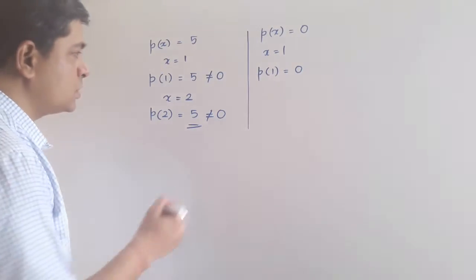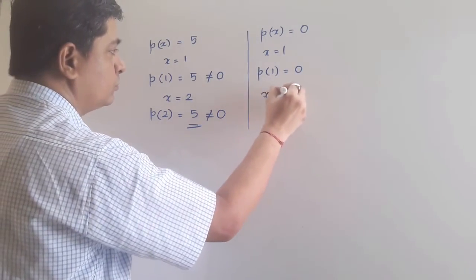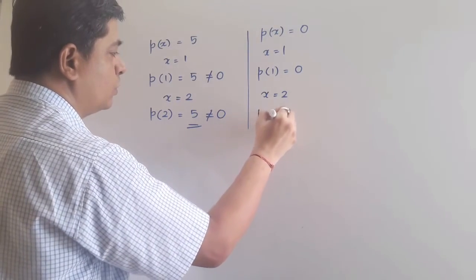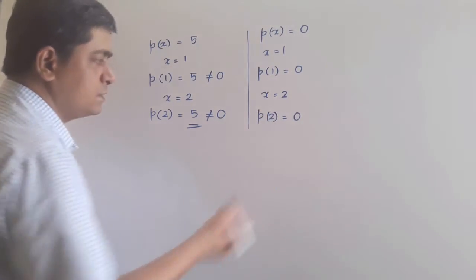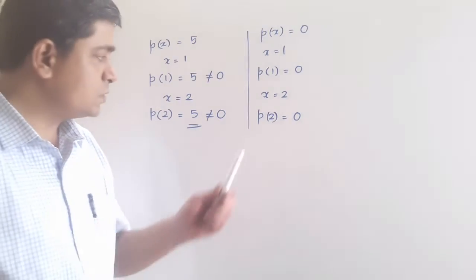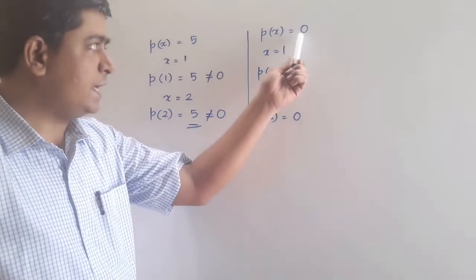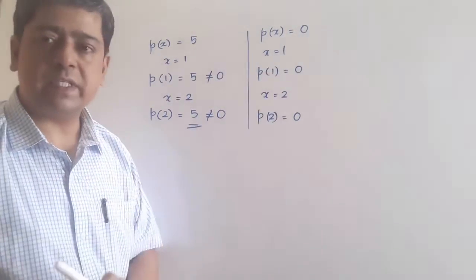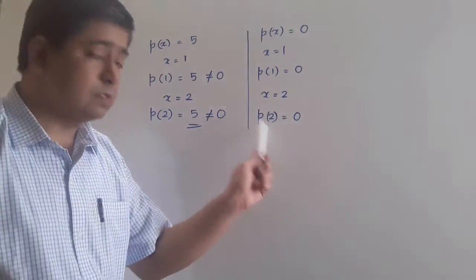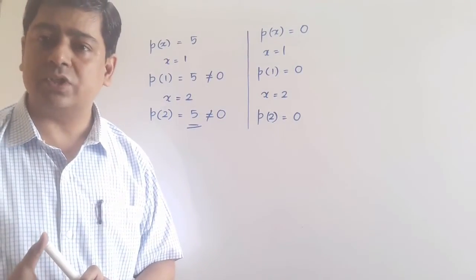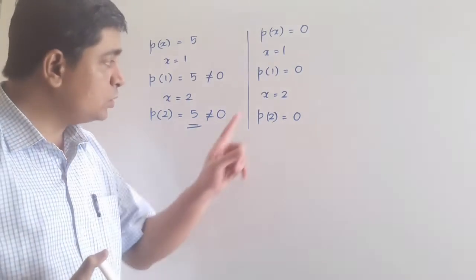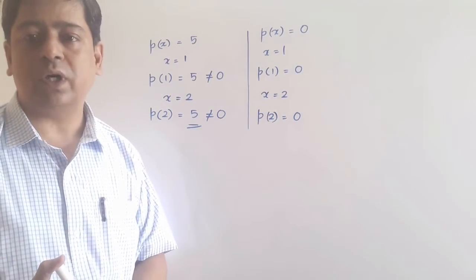Similarly, if you put x equal to 2, then also p of 2 will be equal to 0 because again the value is fixed. Even if you put x equal to 2, x doesn't appear, and the value always comes 0 only. Since here also the value of the polynomial is coming 0, we can say that 2 is also a zero of the polynomial.